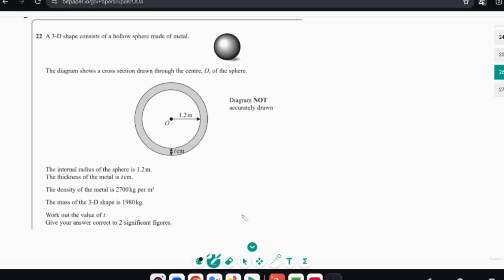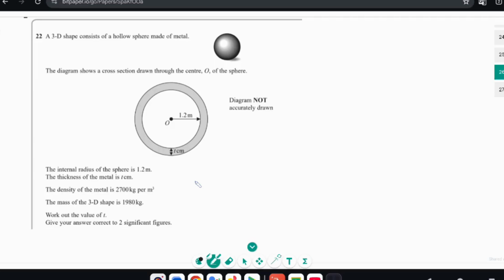A 3D shape consists of a hollow sphere made of metal. The diagram shows a cross-section drawn through the centre O of the sphere. So we've got a big sphere with radius 1.2 plus T, and then inside there's a hollow sphere with radius 1.2. The internal radius of the sphere is 1.2. The thickness of the metal is T.